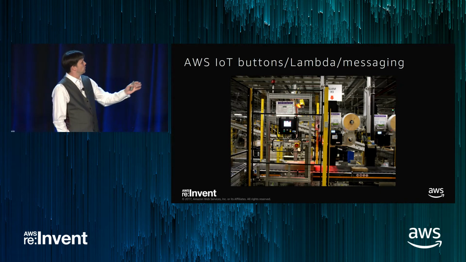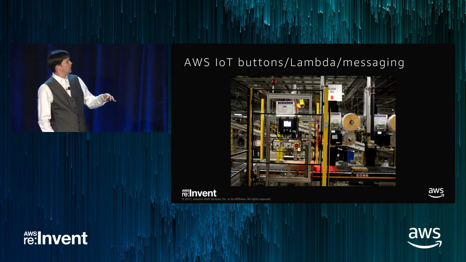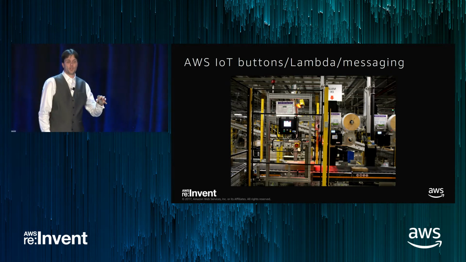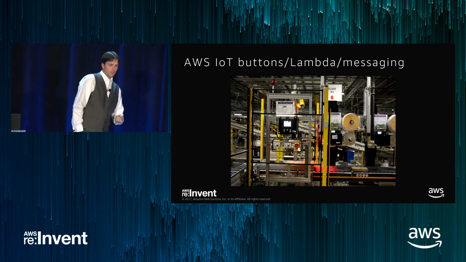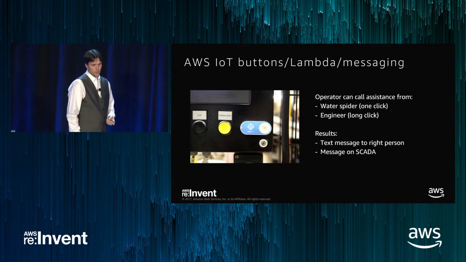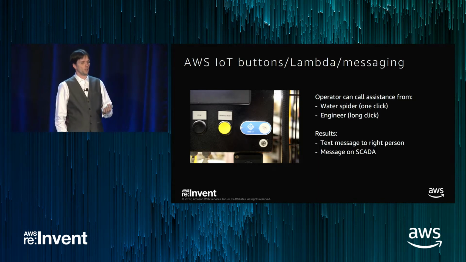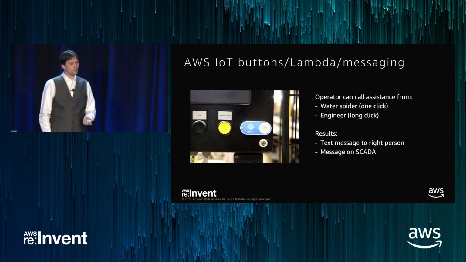So this is one of our machines. As you can see on the right side, it's a label applicator. So if you put an order into Amazon, your box goes into this machine, it puts the shipping label on with your name and address, and it verifies if that is correct. So IoT button next to it, the operator can call for assistance from one of our water spiders or an engineer.